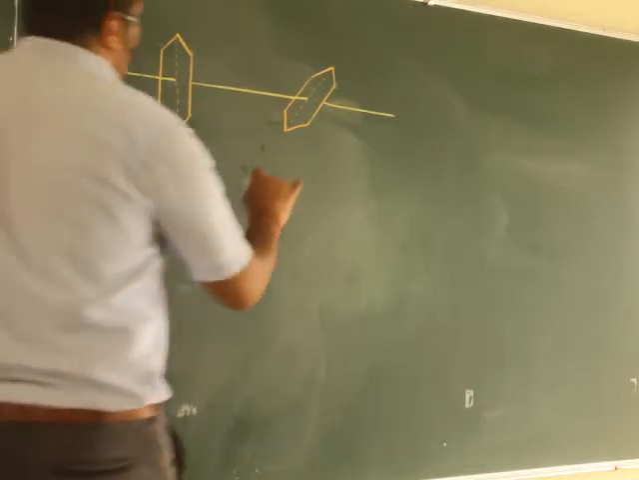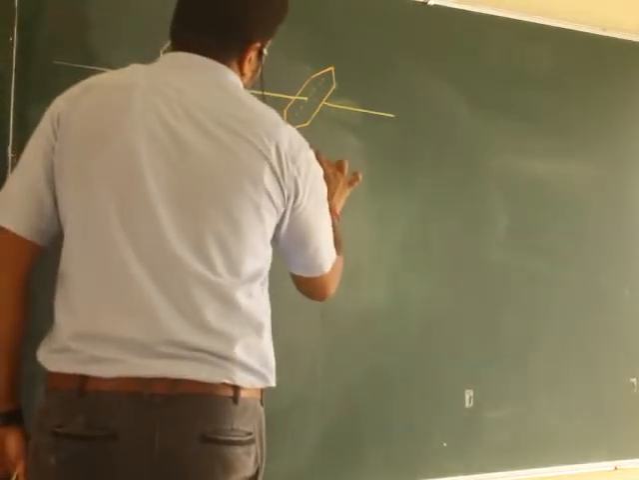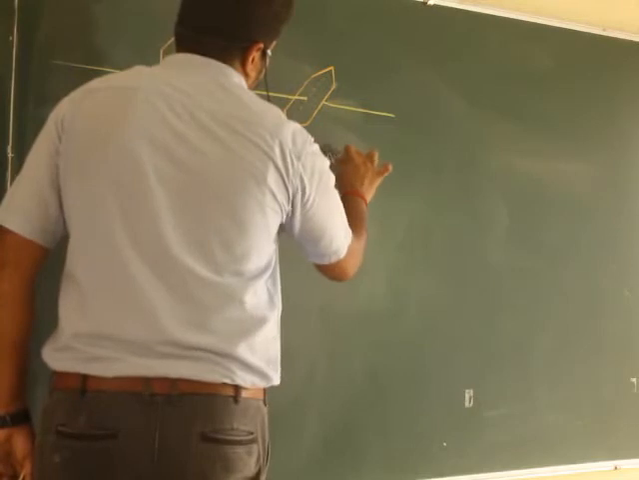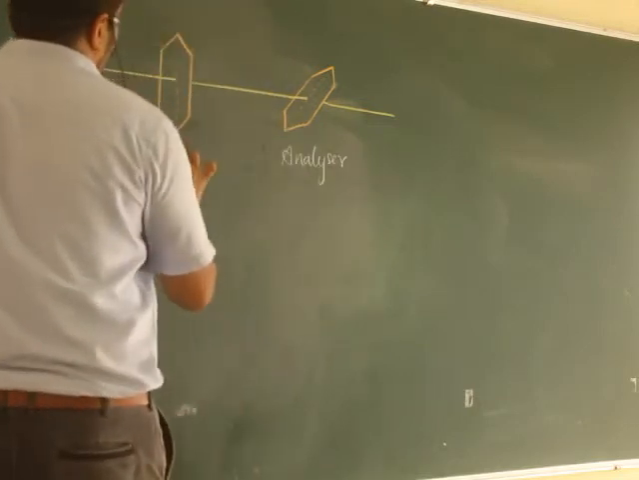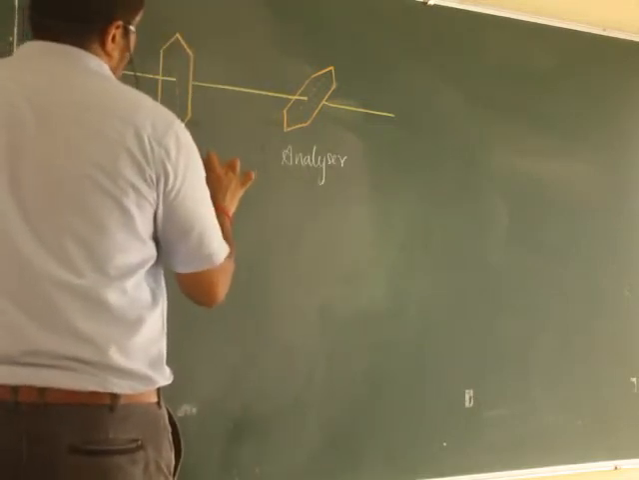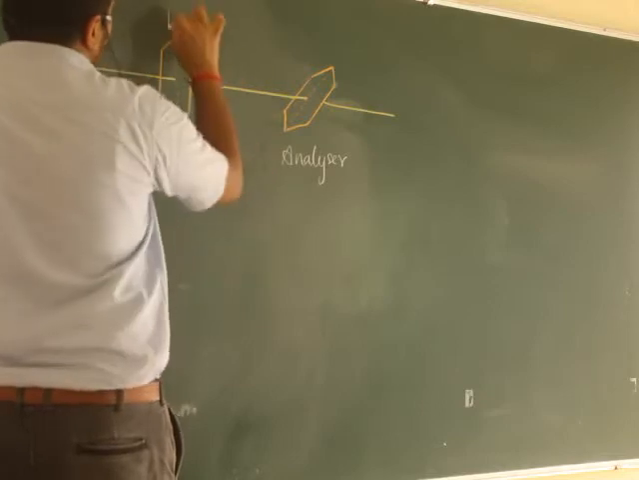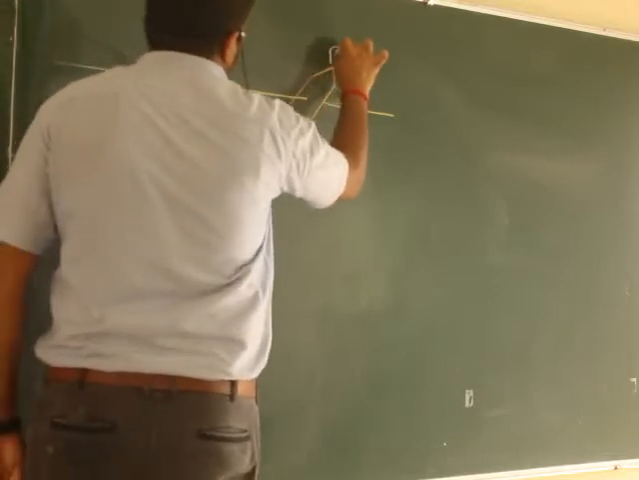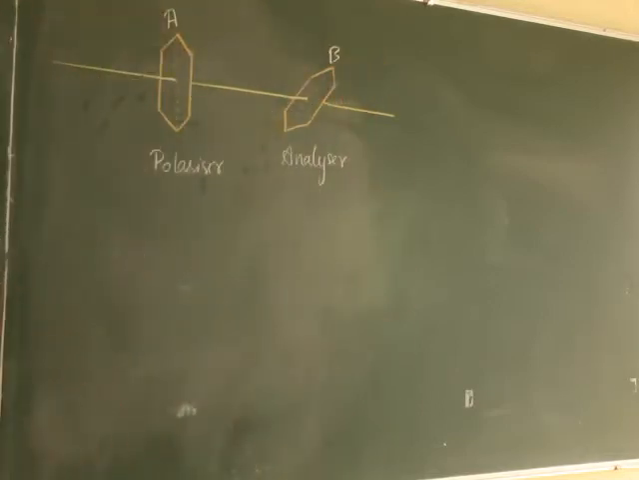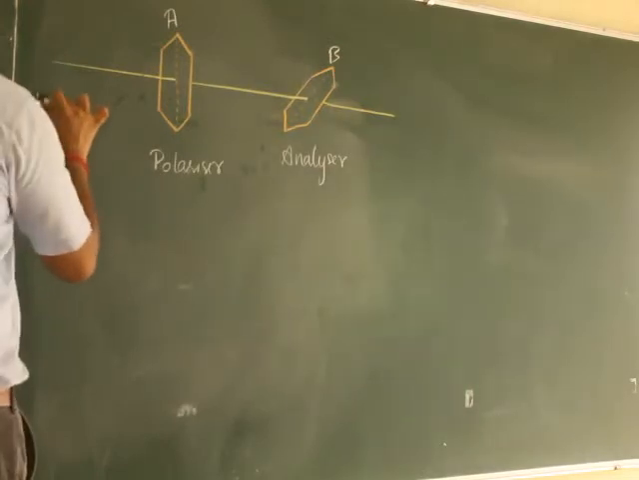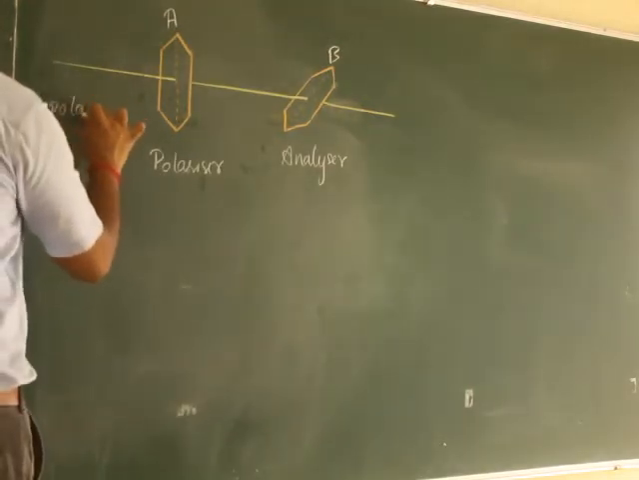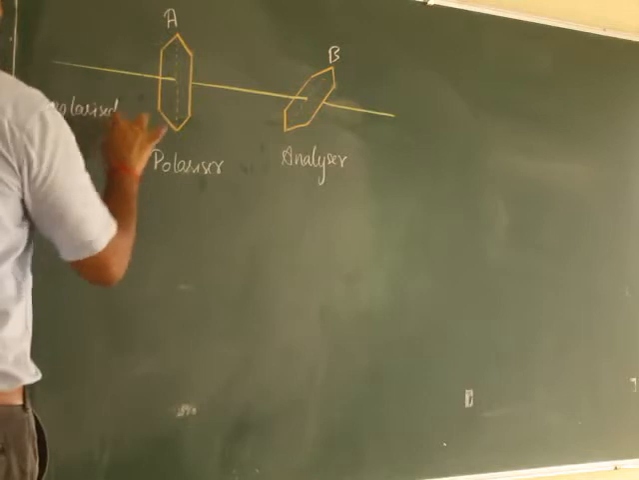So this is analyzer, this is polarizer, this is A, this is B. So this is polarized light.